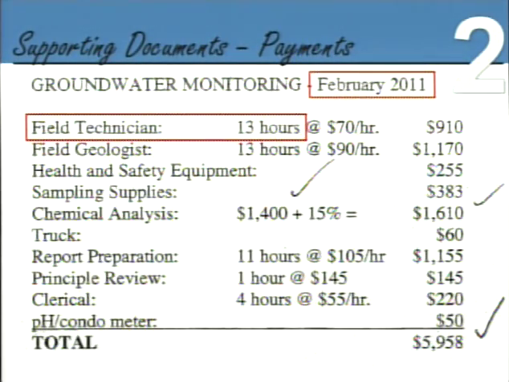Here's an example of another invoice that came to the State Water Board. You can see that it's field technician, worked for 13 hours in February 2011. You're required to write the staff's name who performed the work. You know, we also need to know what date the work was performed. If or when it's audited, we need to be able to verify that the timesheet matches up with what was invoiced.